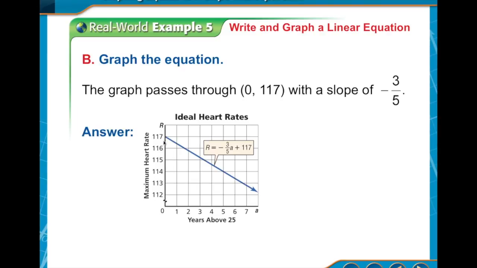Years can't be less than 0 because we're talking about the real world. And every year it should go down with a slope of -3/5. So you should have a downward sloping line as you get years above 25. So please have a downward sloping line that crosses at 117 for 5B.